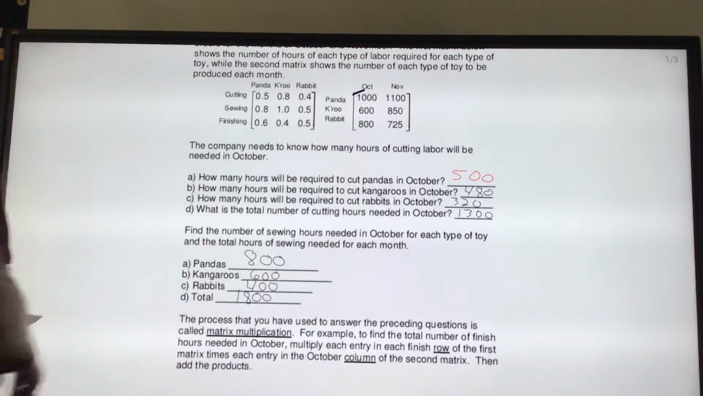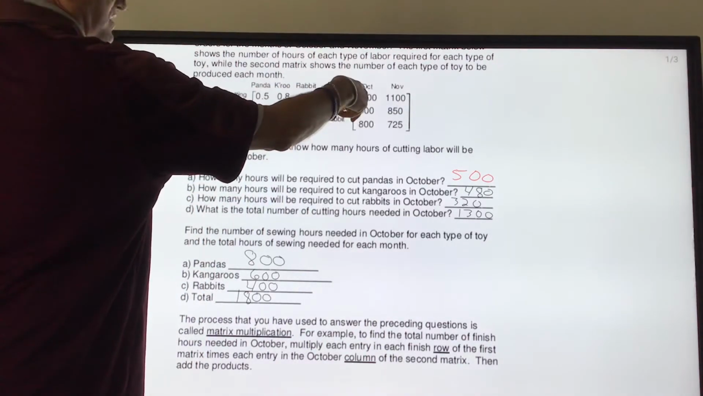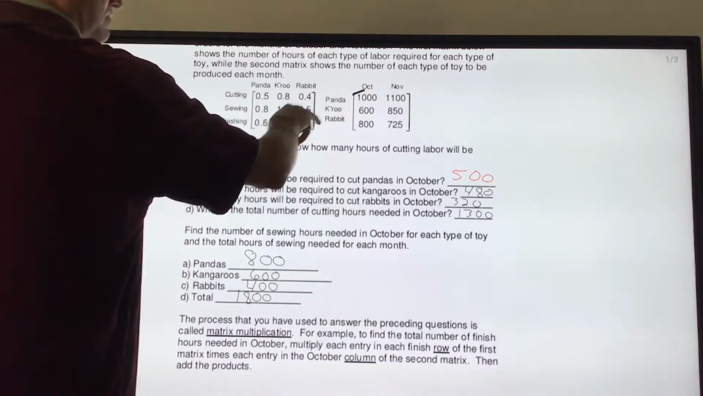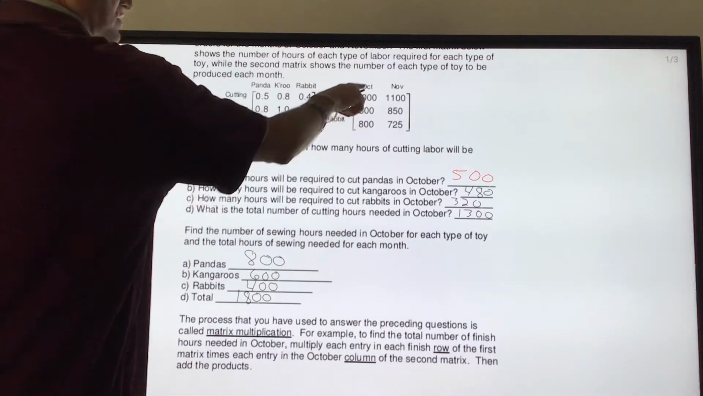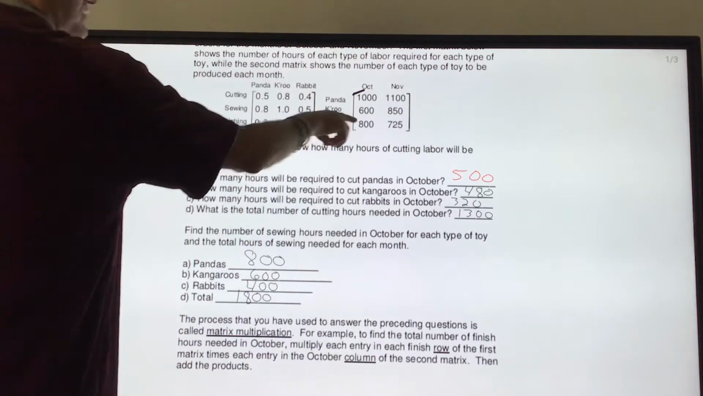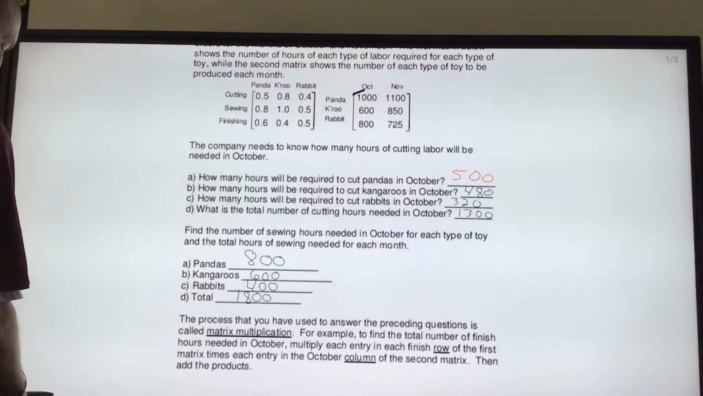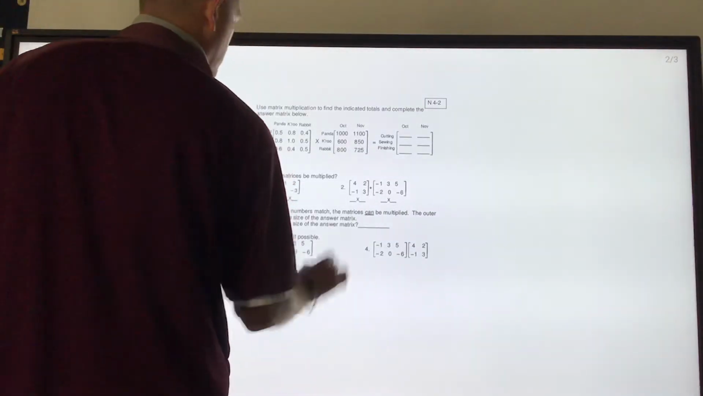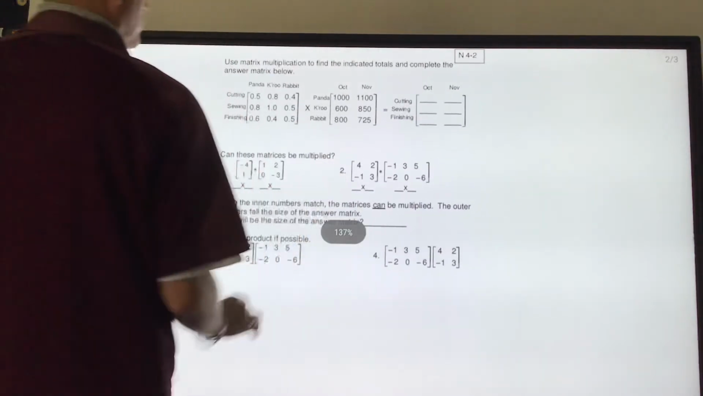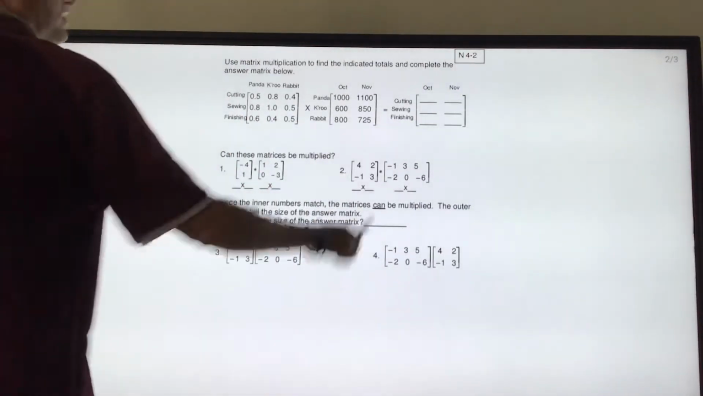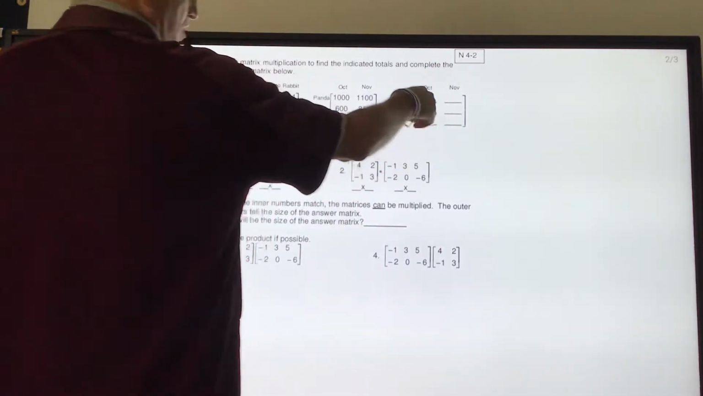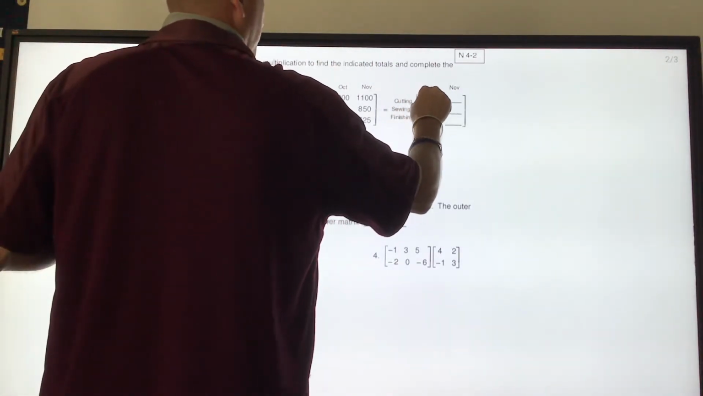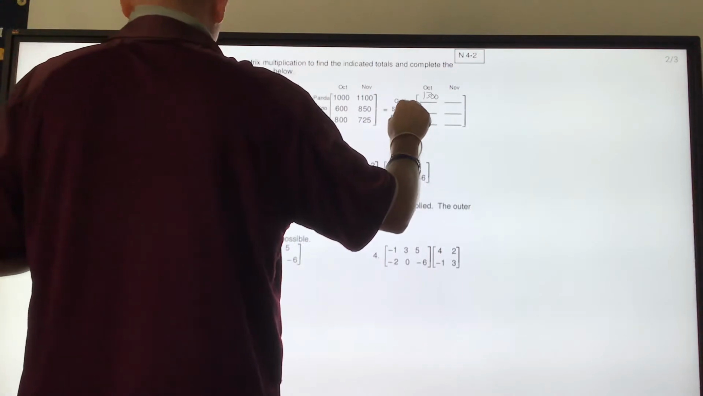That's matrix multiplication. I took it, twisted it, and multiplied, then took the middle one, twisted and multiplied. I would do the same thing for finishing, so that pandas go with pandas, kangaroos with kangaroos, and rabbits with rabbits. You're going to need to know that for the next part. We use that same multiplication to find our cutting and sewing for October. We had 1,300 for cutting time and 1,800 for sewing time.